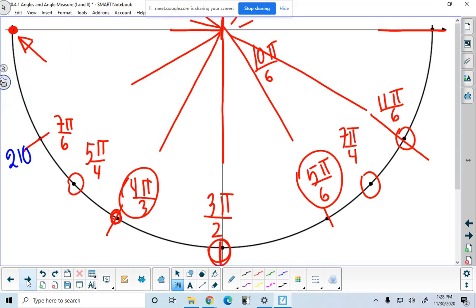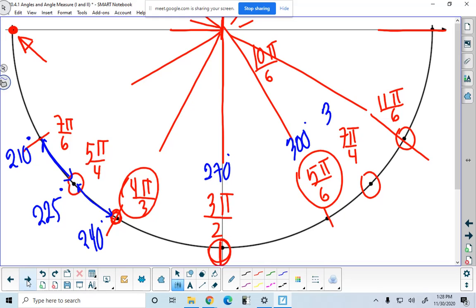This is 210 degrees. It's 180 plus 30. This is 225 degrees. It's 180 plus 45. By the way, you might notice that the angle between these points is always 15. 4 pi over 3 is 240, 180 plus 60. This is clearly 270 degrees. 270 plus 30, 270 plus 45, and 270 plus 60.